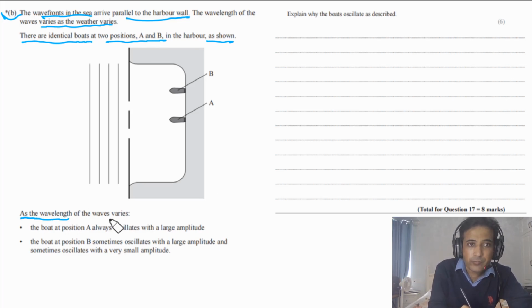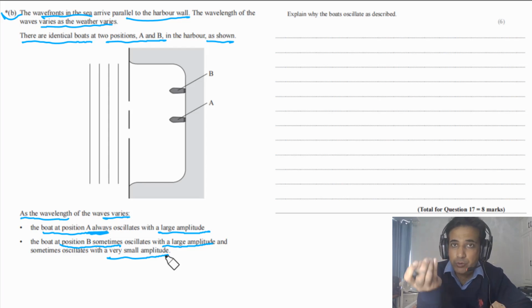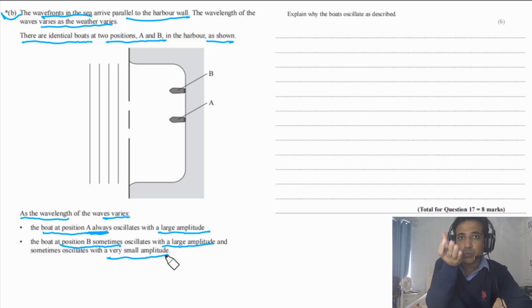As the wavelength of the waves varies, the boat at position A, very important one, always oscillates with a large amplitude. The boat at position B sometimes oscillates with a large amplitude and sometimes oscillates with a very small amplitude. So first of all we need to understand why boats will oscillate. Boats will oscillate due to the waves, because waves cause water to oscillate and water causes boats to oscillate. So this is one thing we need to understand.